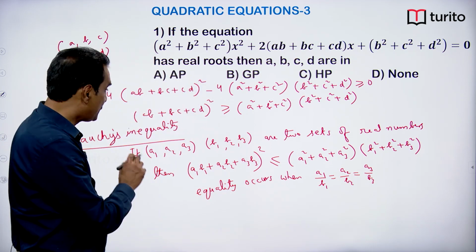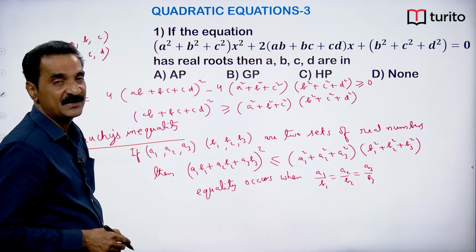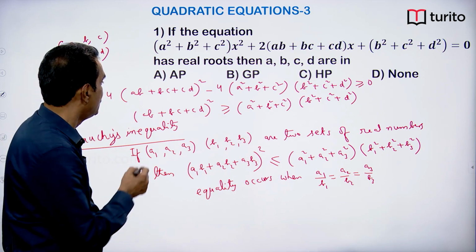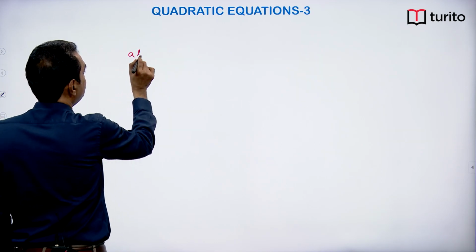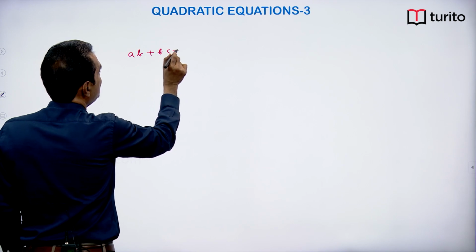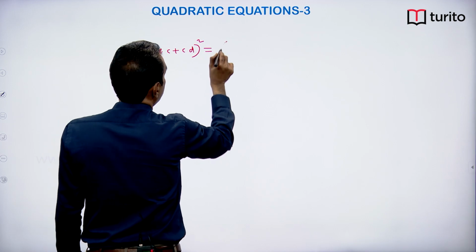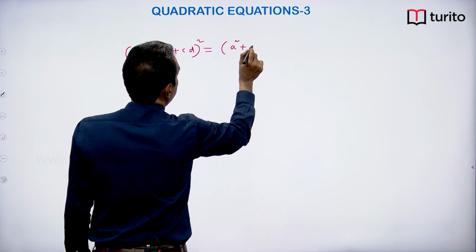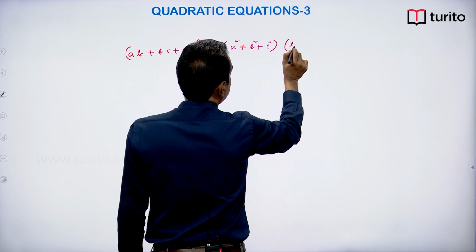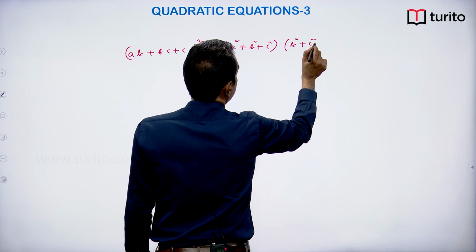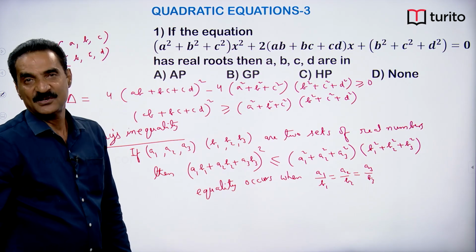Okay, so all of you copy this Cauchy's inequality and remember this. It is very useful in many problems. Now, this step becomes (ab plus bc plus cd) whole square should be equal to (a square plus b square plus c square) into (b square plus c square plus d square), because greater than is not possible.